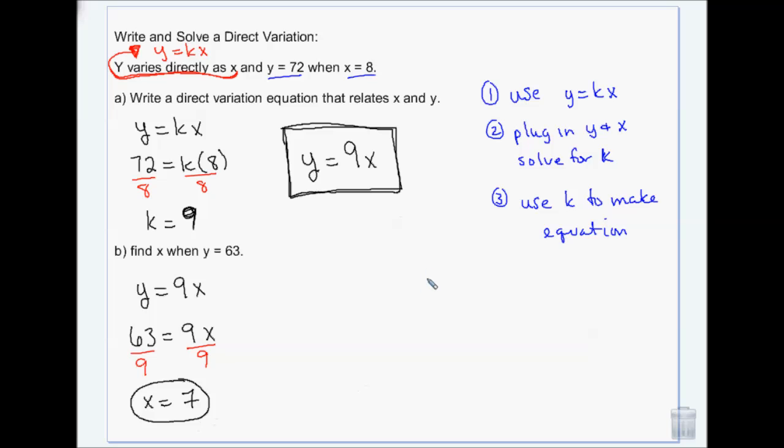What this is basically telling me is there's a line that exists somewhere in the universe that has the point (7, 63) on it and the point (8, 72), as well as an infinite number of other points. If I did x equals 10, then y would be 90. Or if I did 2, then y would be 18. So every single y is going to be 9 times as much as the x, all along this whole line, to infinity and negative infinity.